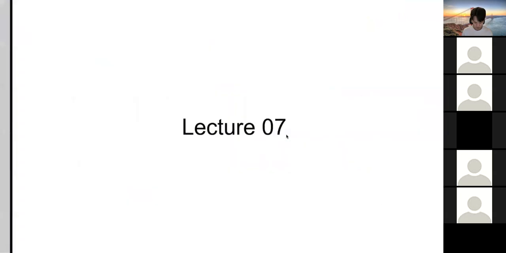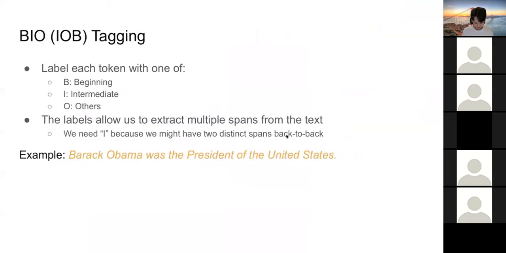All right, so let's get into today's lecture. Let's begin with BIO tagging, or IOB tagging. What this is about is that we want to label each token with one of beginning, intermediate, or others. Sometimes people call it IOB because they start with I. I don't know why. So why do we want to do BIO tagging? You might wonder, why can't we just have two tags, just B and O maybe? Because what really matters is whether we want to use that token for the information or not.